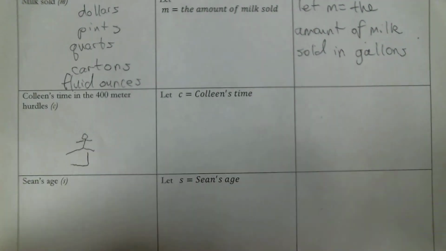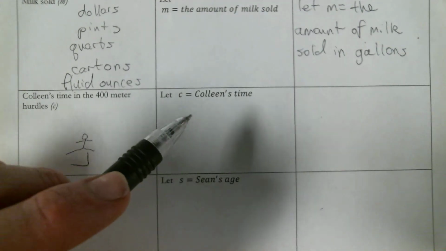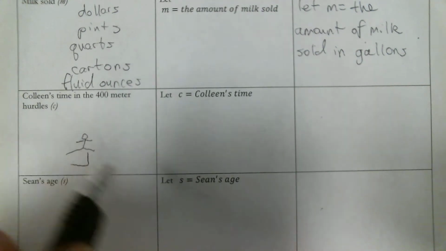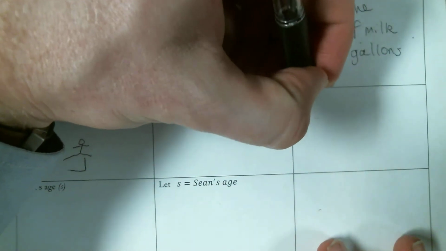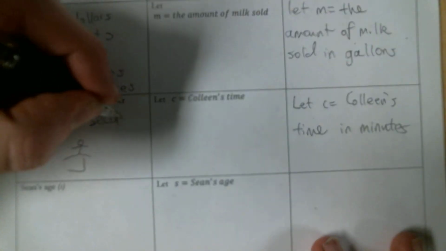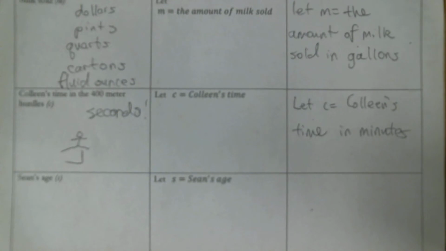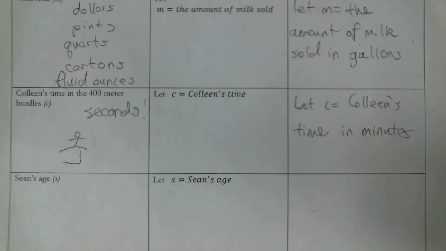But here, for Colleen's time, we're going to say let C equal Colleen's time. Well, Colleen's time in what? Is it taking her hours, minutes, seconds? Well, we got to think about this. She's running once around the track. The most sensible one would probably be let C equal Colleen's time, I would say in minutes, but you could also say seconds for this one. Seconds is another good one for that. But we're talking about time, so it's got to be minutes or seconds or milliseconds or hours or something like that.